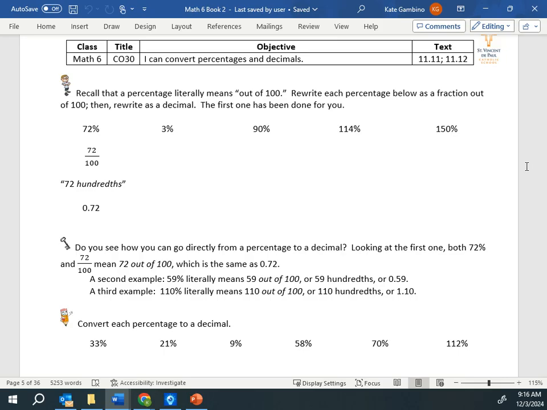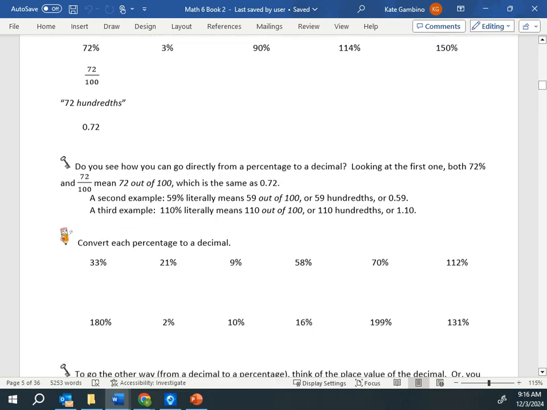So we're going to rewrite each percentage below as a fraction out of 100, and then we're going to turn it into a decimal. So when we had the percentages, we were doing it with the fractions and finding the percent out of our numerator. Now we're going to see how we do the same thing, but turn that numerator into our decimal. So the first one's been done for you.